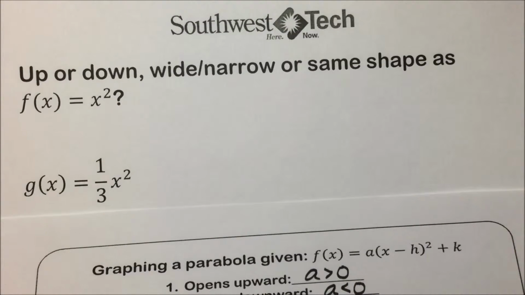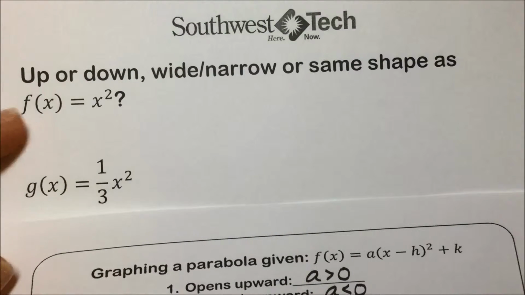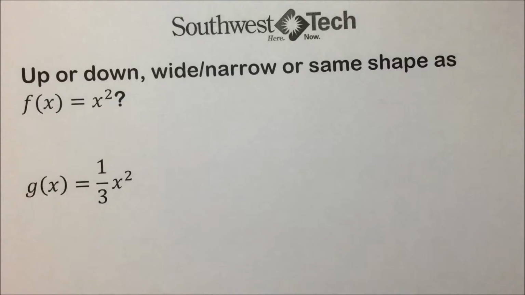If the absolute value of a is greater than 1, then the parabola is narrower than our generic x squared. If a is between 0 and 1, and again this is the absolute value, then we have this pancaking or wider situation going on in comparison to f of x equal to x squared.